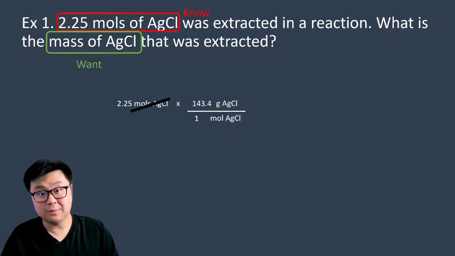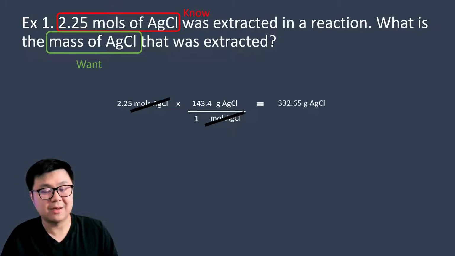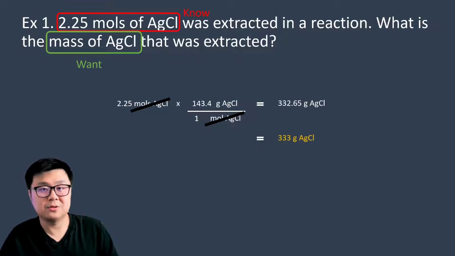Now we can cross out the moles and we're left with grams. Double check, is that what the question wants? Yes, it is. So then we calculate this and we get 332.65 grams of AgCl. But notice in the question, we only have 3 sig figs, so we have to round this to 333 grams of AgCl as our final answer.